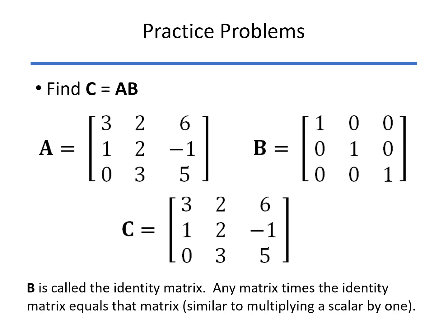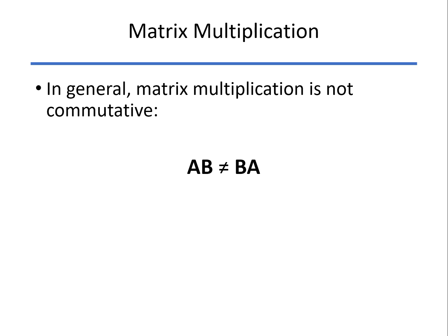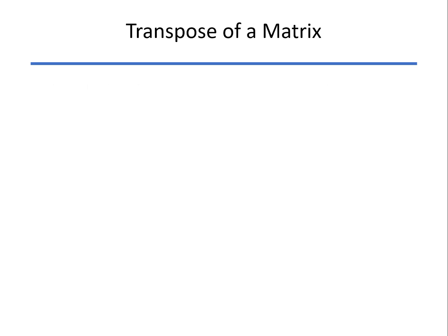So matrix B is called the identity matrix. It has 1s on the diagonals, 0 everywhere else. And so when you multiply a matrix by the identity matrix, if that multiplication is possible, you get that same matrix back. And you should remember this. You cannot switch the order of multiplication, with the exception of when you multiply a matrix by its inverse, but we'll get into that a little bit later on.